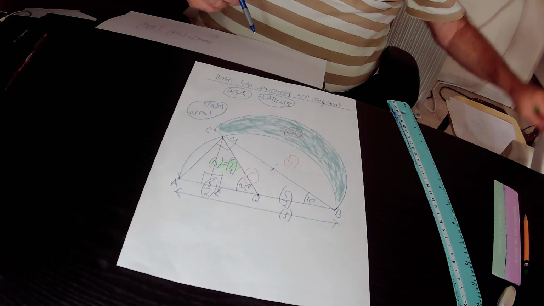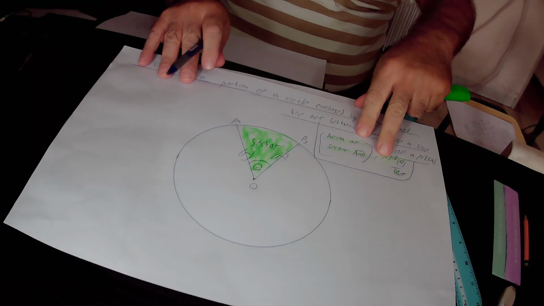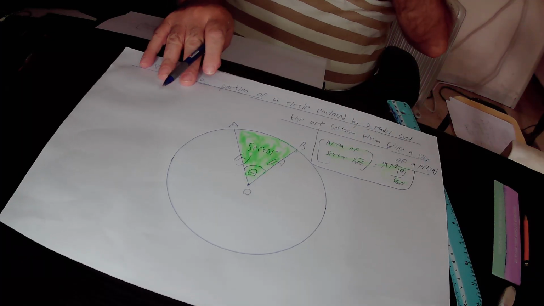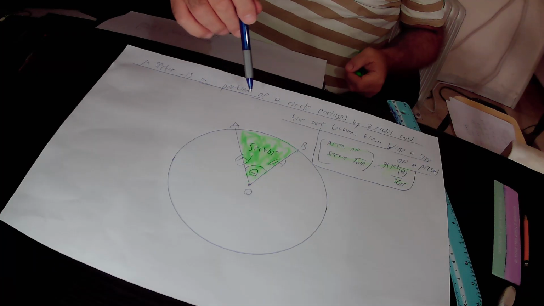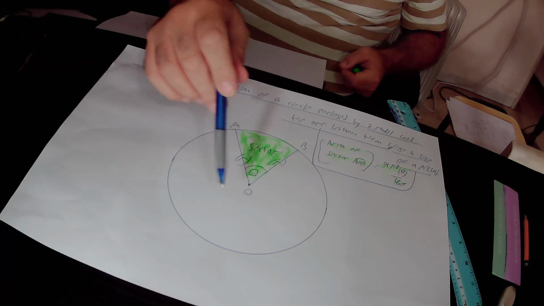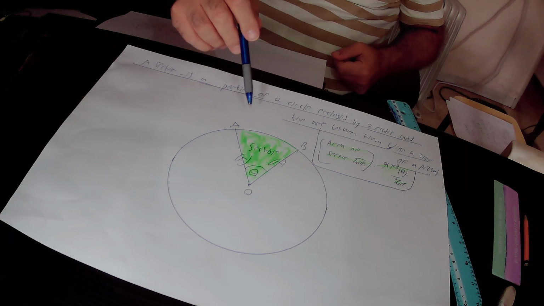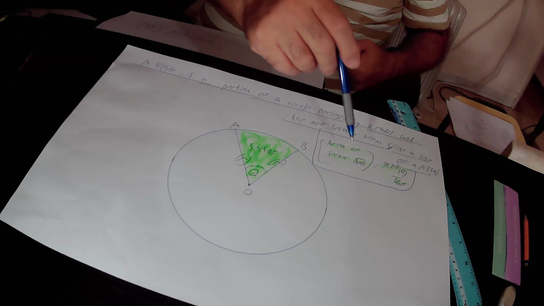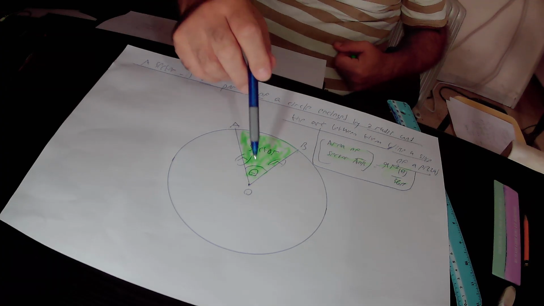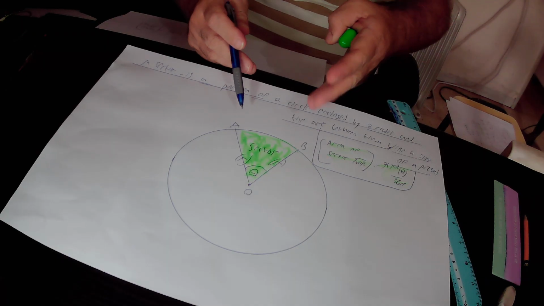What is a sector? A sector is a portion of a circle. The green shape AOB is a sector. It is a portion of this circle enclosed by two radii and an arc between them. Again, a sector is a portion of a circle enclosed by two radii and an arc between them. So a sector is like a slice of a pizza.